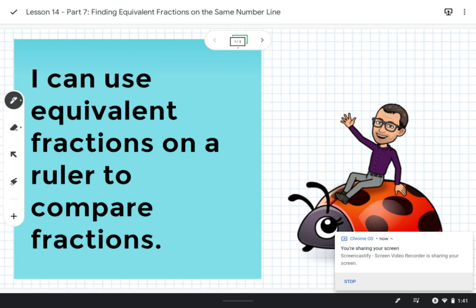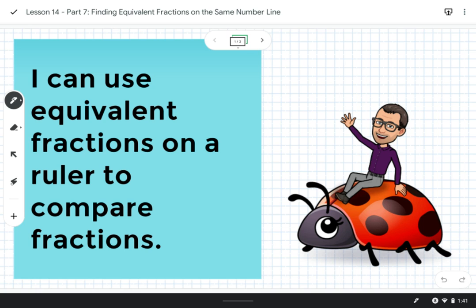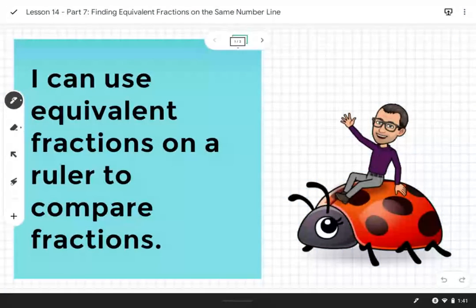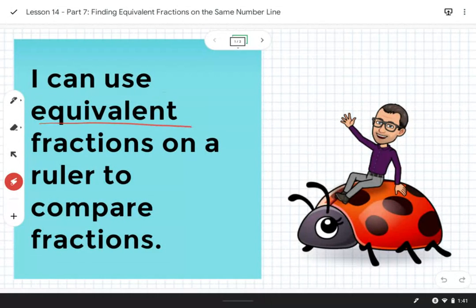Hey, welcome to today's lesson. Today we're going to continue to work with equivalent fractions and number lines. Our learning target is: I can use equivalent fractions on a ruler to compare fractions.